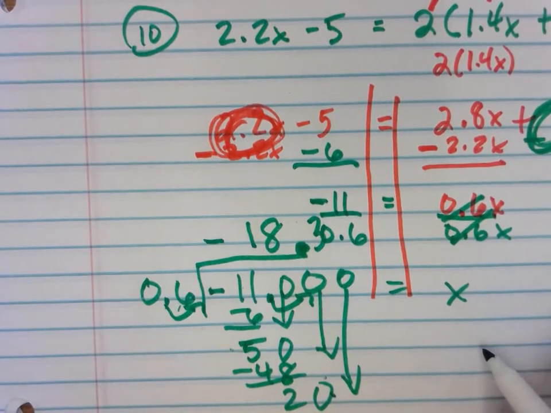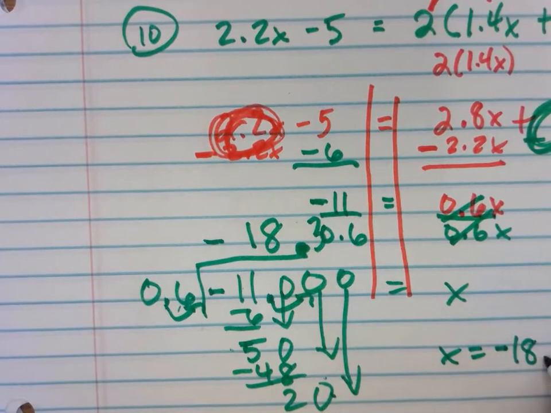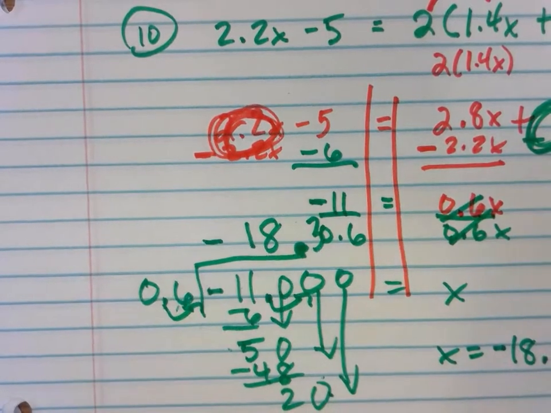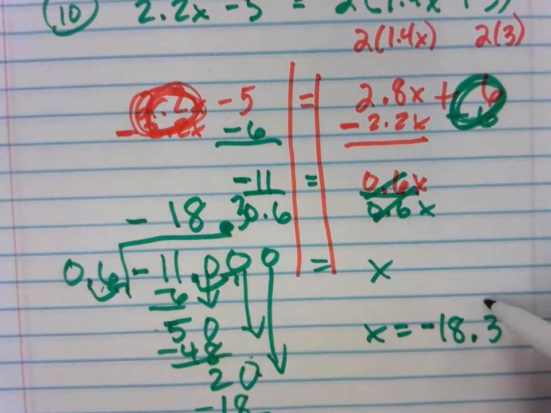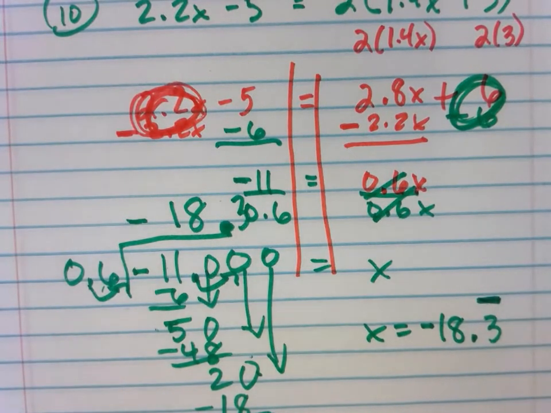So x is -18.3, and that would have a bar notation. Of course, you can't type that in on a computer, but it would be correct. -18.3 with the bar notation.